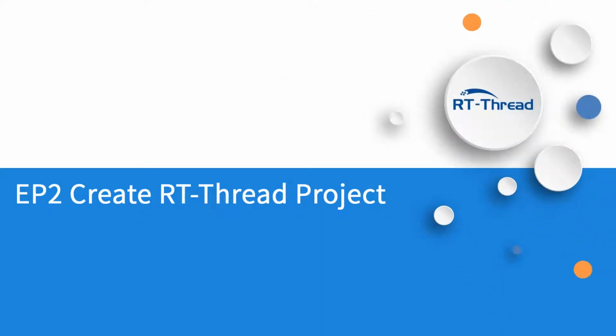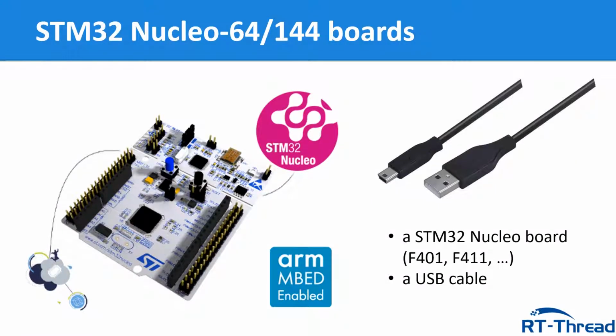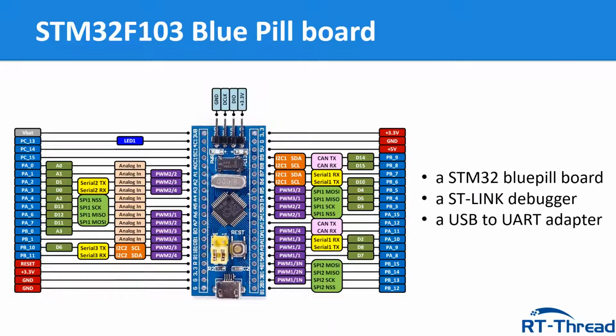And today I will teach you how to create your first RT-Thread project. Plan A, you need to prepare a STM32 Nucleo board and a USB cable. If you don't have the STM32 Nucleo board, there's plan B. You can prepare an STM32 F103 BluePill board. And you also need to prepare an ST-Link debugger and a USB to UART adapter.